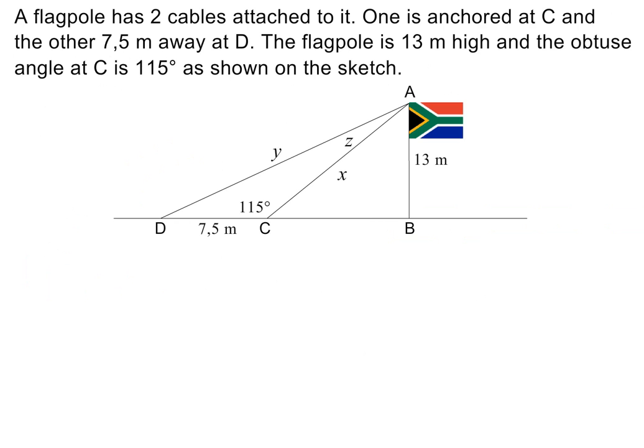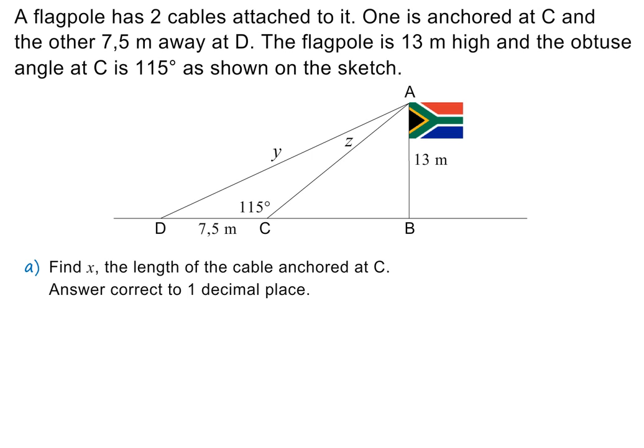Let's do a last problem together. A flagpole has two cables attached to it. One is anchored at C, and the other 7,5 meters away at D. The flagpole is 13 meters high, and the obtuse angle at C is 115 degrees as shown in the sketch. Part A of the question is to find x, the length of the cable anchored at C.